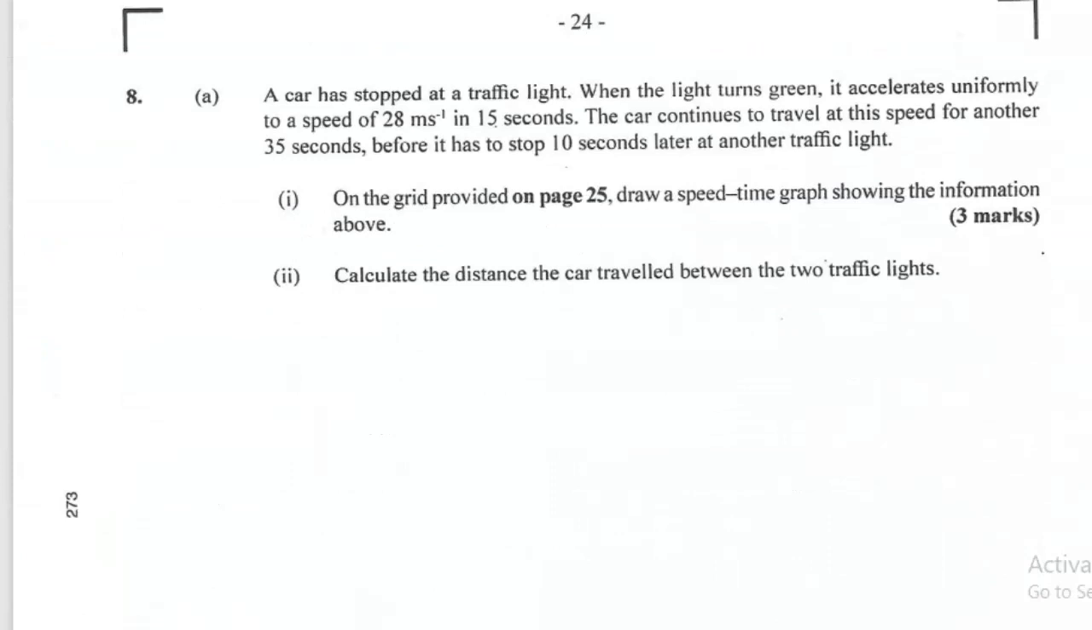Alright, so now we're moving on to the mechanics question in question 8. A car has stopped at a traffic light when the light turned green. It accelerates uniformly to a speed of 28 meters per second in 15 seconds. The car continues to travel at this speed for another 35 seconds before it has to stop 10 seconds later at another traffic light. On the grid provided, draw a speed time graph showing the information above. Calculate the distance the car traveled between the two traffic lights.